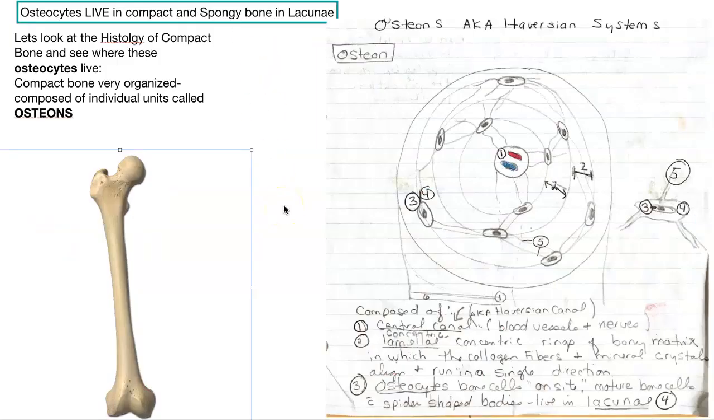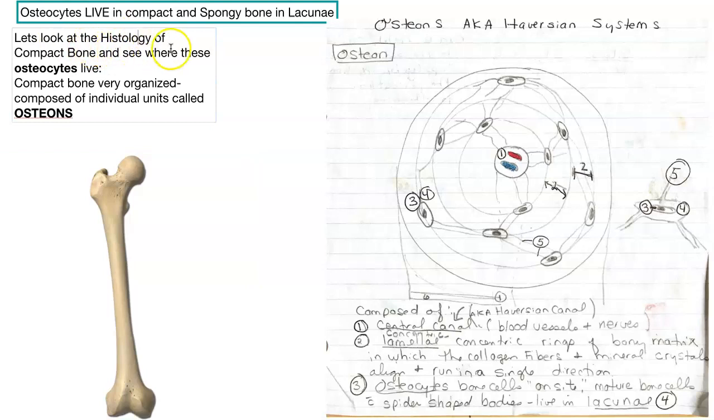If we were in the classroom, we would be drawing this. So what I'd like you to do, I should have told you when we started this, have your colored pencils again and draw this. It will help you. We're going to look at the histology of compact bone and see where these osteocytes live.